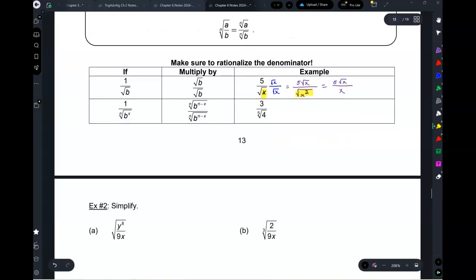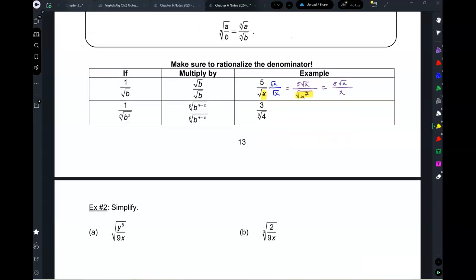So you look at how much you have, and you have to add in the remaining. So you have to multiply by the root of b to the power of the difference of these. So let's take a look at an example.